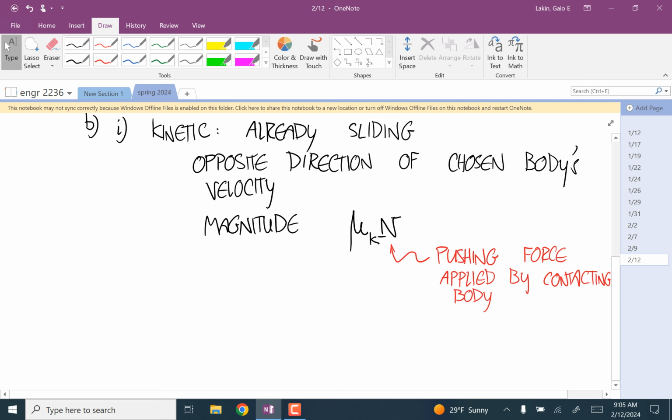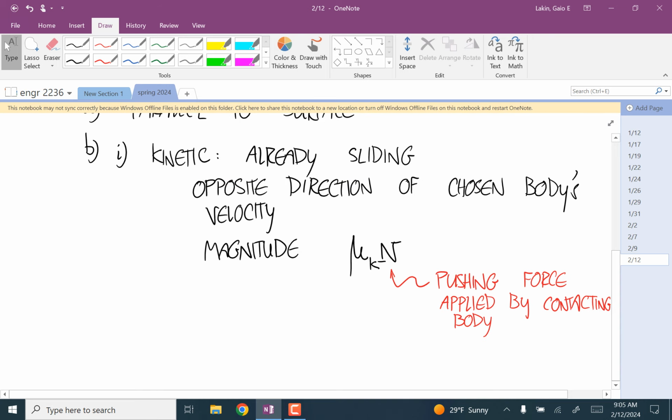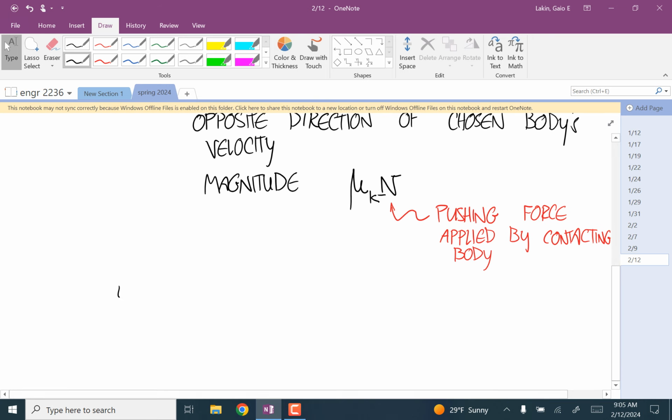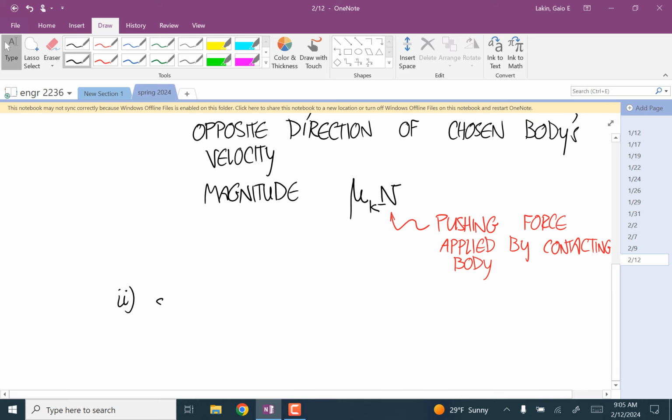Okay, the other possibility is that it's static friction. Well, if it's static friction, we're sort of going back to statics. So we're not going to see that as much in this class. But if you have static friction, that friction force is still parallel to the surface.